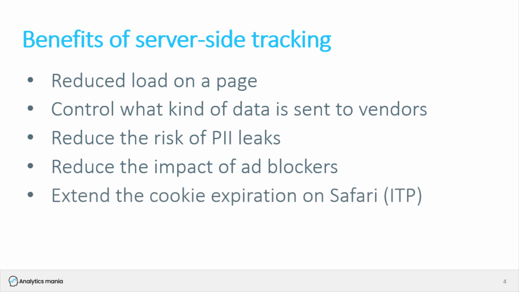Then you can also extend the cookie expiration on Safari. So this is important because of the ITP, because if you are not familiar with it, in a nutshell, ITP is a tracking prevention solution by Safari that limits the lifetime of cookies that were created by JavaScript that is loaded on your website. So if, let's say, Google Analytics tracking code loads on your website and sets a cookie, that cookie is set to expire after 7 days.